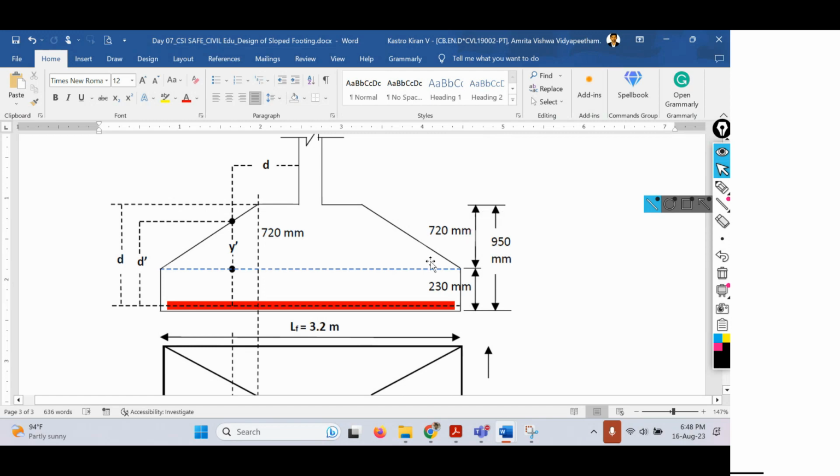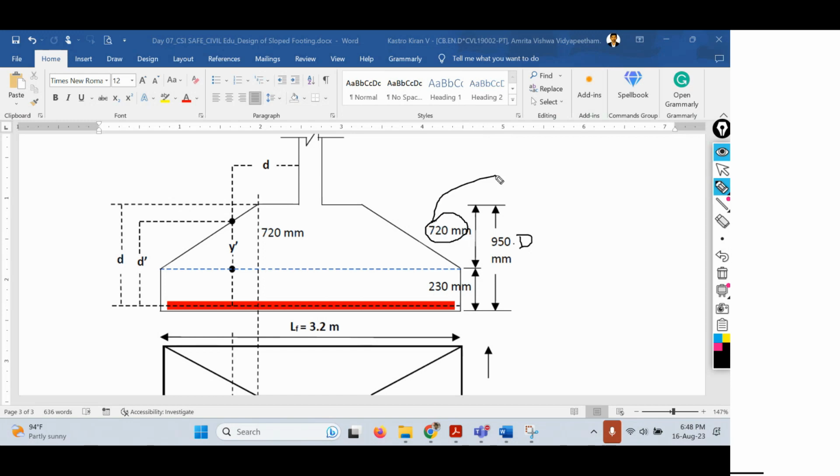So up to here, make sure of this one. The overall depth is 950 mm, and the depth at the edge of the footing is 230 mm. In order to get this value, 950 minus 230 will give us the depth of the sloped side of the footing.